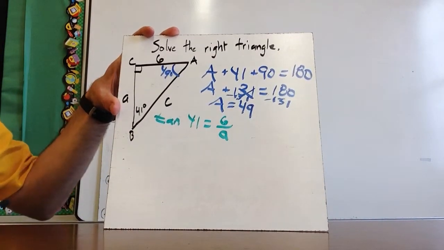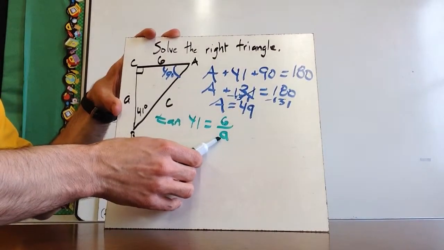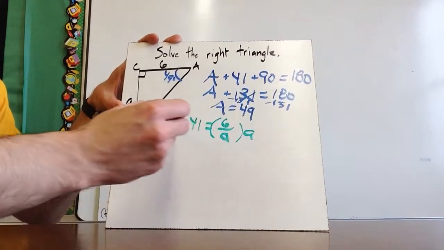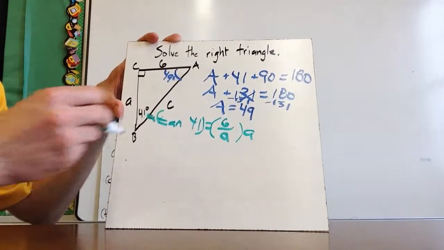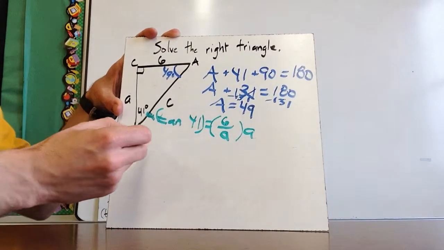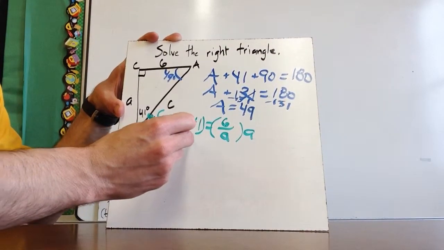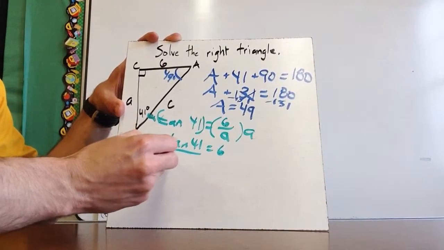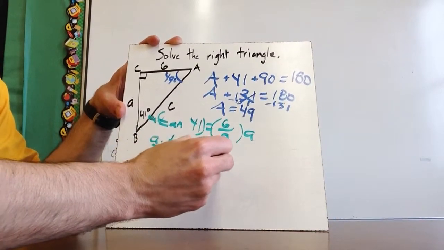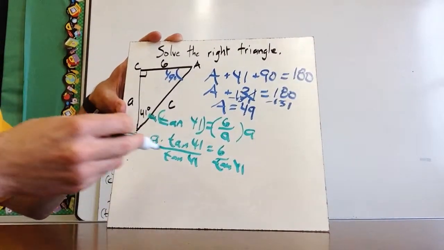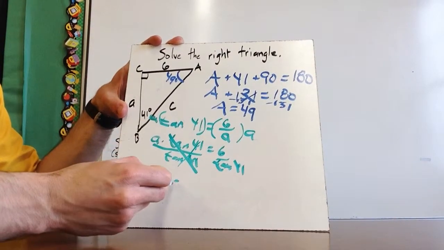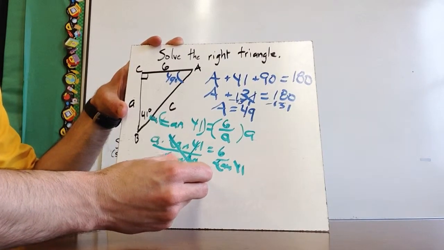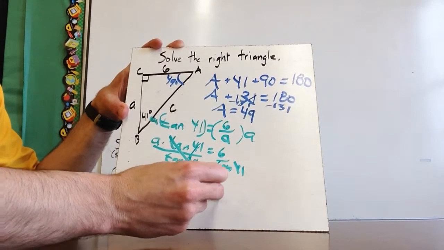Now, if I want to figure this out, I'm going to multiply A to both sides, because I don't want A to be in the denominator. So this becomes A times tangent of 41 equals 6. And now I need to divide both sides by tangent of 41. This cancels out, and I'm left with A equals 6 over tangent of 41.